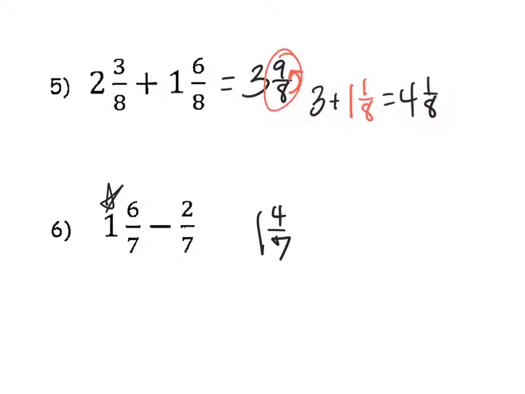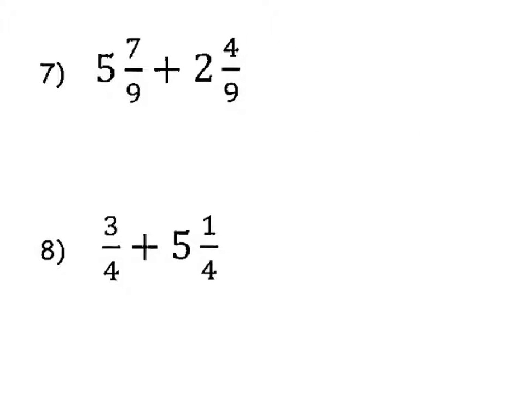Set number 7. Okay. Same issue as number 5. Let's do what we did last time. 5 plus 2. Add the whole numbers first. 7, right? What's 7/9 plus 4/9? How many ninths is that? 11/9. And I hope you recognize 11/9 can't stay 11/9.